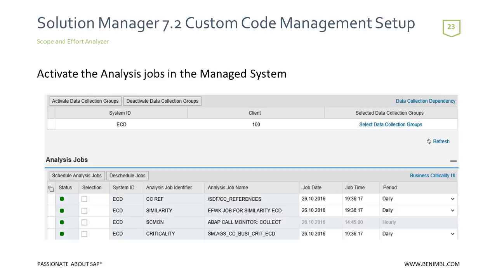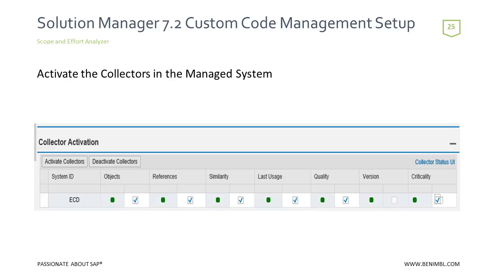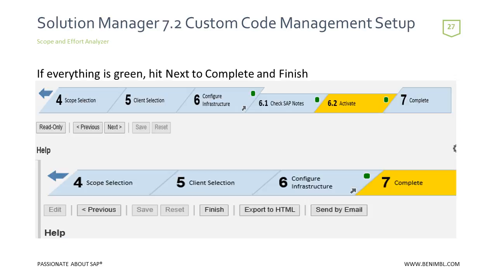Now we get to the next step, and this is how we activate the in-analysis jobs on the managed system, right? So you can choose each one of these systems. You can go down to the bottom, click every one of those boxes, and hit Schedule Analysis, right? You could do the extractor activation as well. Click all the buttons and hit Activate Extractors. You can do the same thing with the collectors. Here, you highlight all of them and hit Activate Collectors, or you could simply just do it from the top level. Activate Data Collection Groups after you select all of them, and we'll create all these jobs to run in the managed system. And then once you've activated it, everything's green, you hit Next and you complete it.